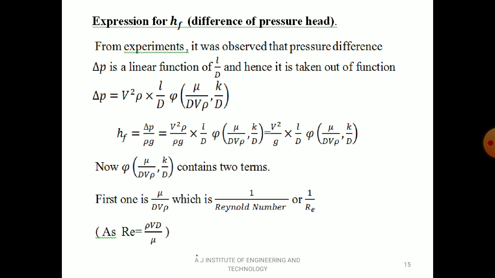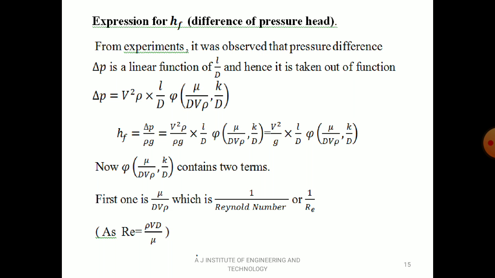Then HF equal to, the expression for HF you have to remember, that is delta P divided by rho G. Now we have the delta P value, so you just divide delta P by rho G. So V square rho into L by D divided by rho G into function of mu divided by dV rho comma K divided by D. So that is equal to V square divided by G, because the rho terms cancel, V square divided by G into L by D function of mu divided by dV rho comma K by D.